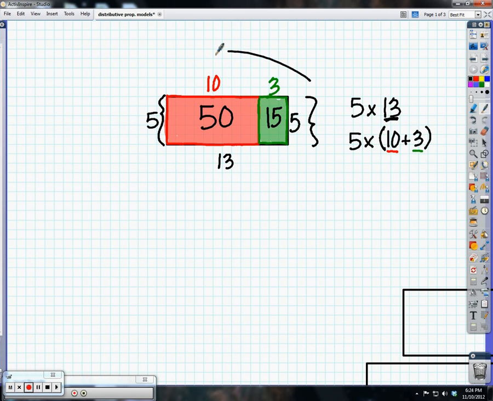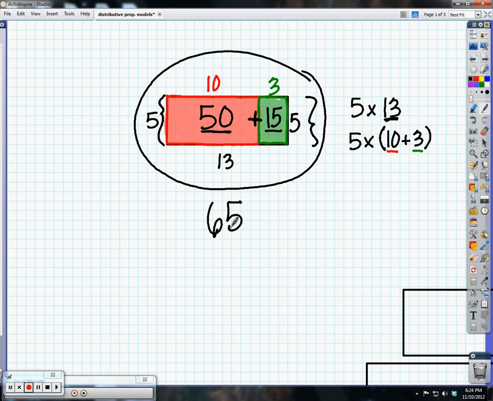So to get the area of the entire rectangle, we would just add the area of the bigger one, 50, plus the area of the smaller one, 15. So 15 plus 50 would give us a total area of 65 square units. Sorry, my pen is wanting to connect together. So now, this is what the model would look like over here.